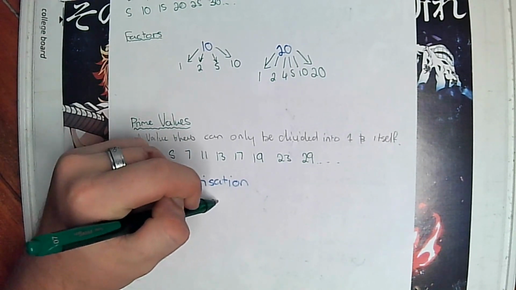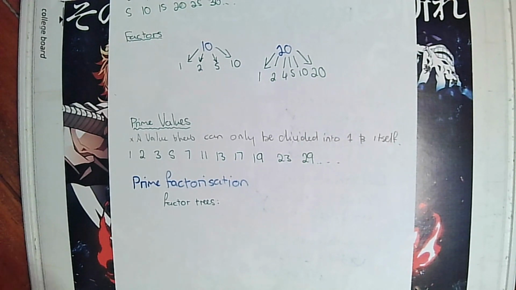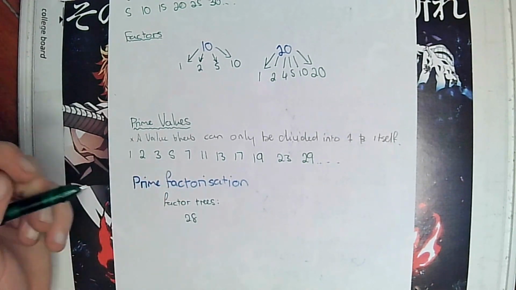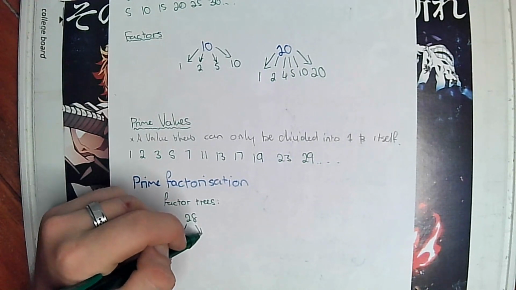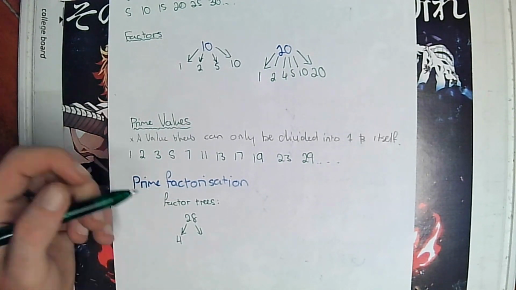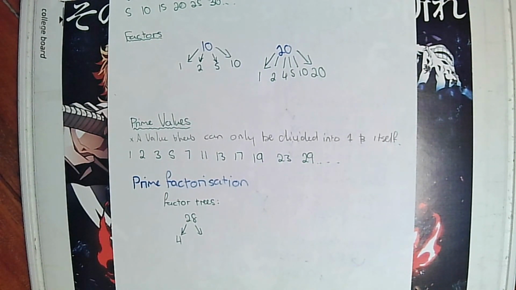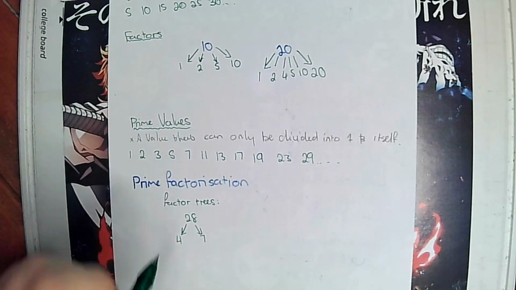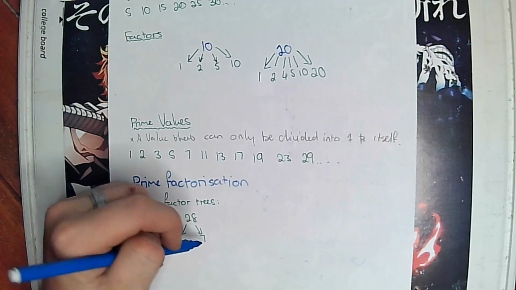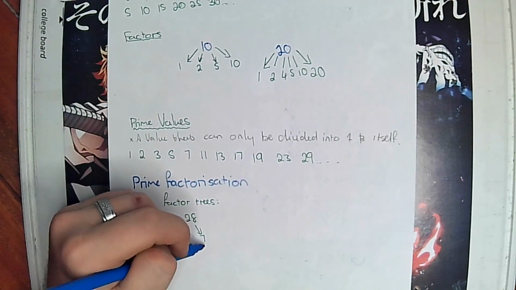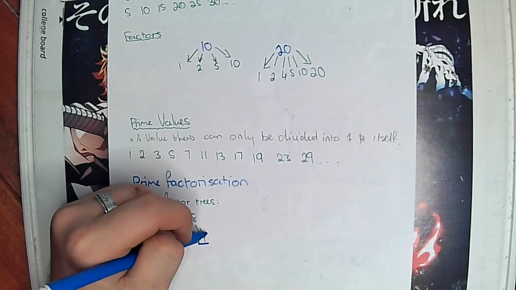So say we have a value like 28, right? Then all we have to do is build the factors of 28. So 28, 4 goes into 28 7 times, and there's our first prime value, right? Because 7 is a prime value, so there's one of our prime values.